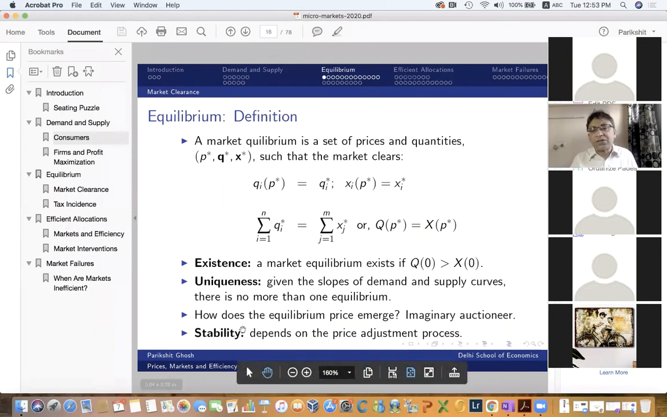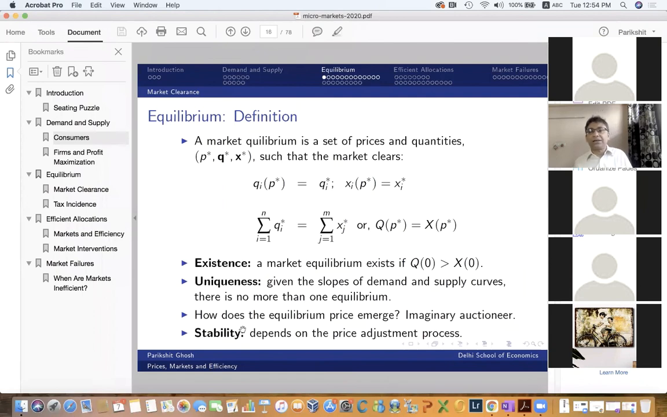And then there's a question of stability, right? If there's a certain process through which prices are supposed to reach the equilibrium level, is that process stable? If you start with a price which is not market clearing and there's an adjustment process, does the adjustment process go away from market clearing prices, or does it converge towards them? That's another question, which again you will come across in general equilibrium.